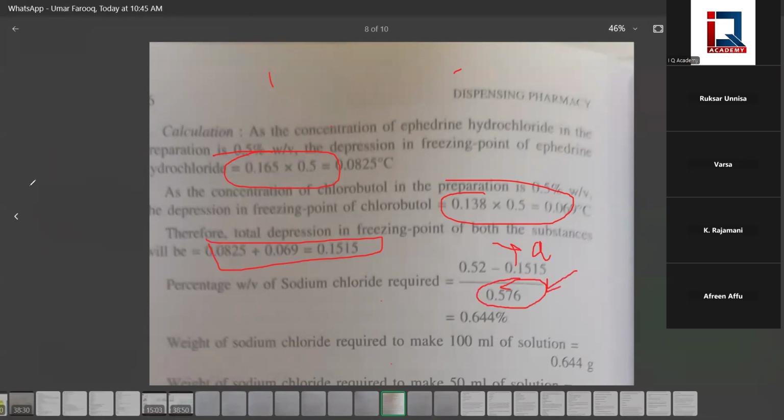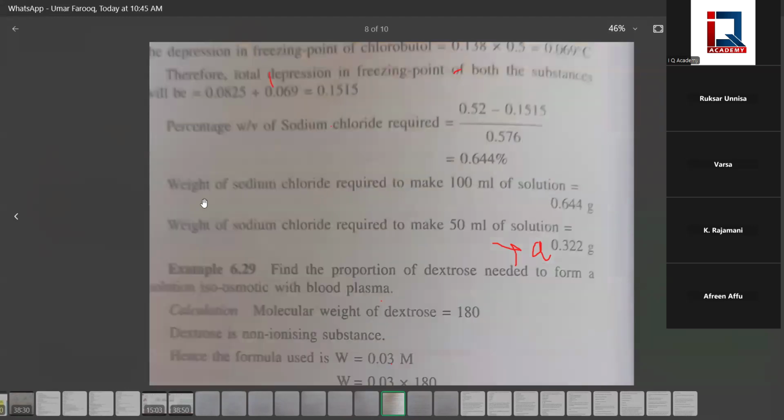0.576. But the problem is not over yet. They said 50 ml, and all this is calculated for 100 ml. So it has to be adjusted again for 50 ml. So the weight of sodium chloride required for 100 ml solution is this value you got. For 50 ml, this is divided by 2. So be very careful; if you don't read the question, you are going to lose the mark. Since the question says 50 ml, I am reducing the 100 ml answer to 50 ml. You should use common sense. Got it?